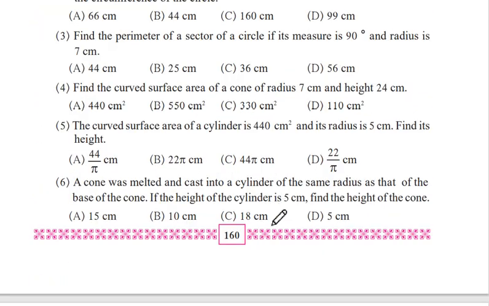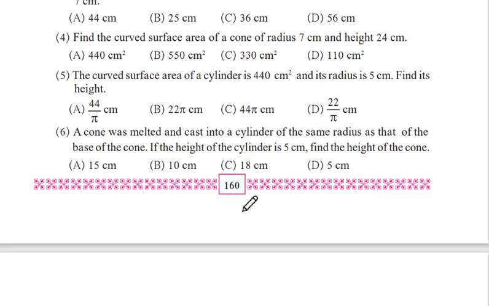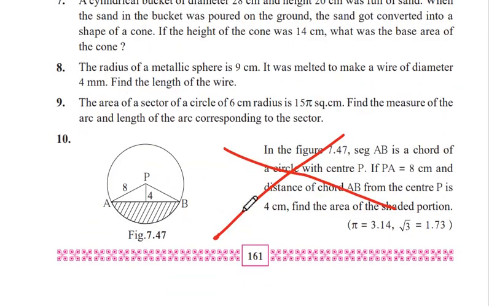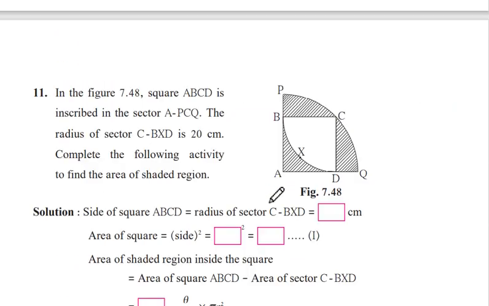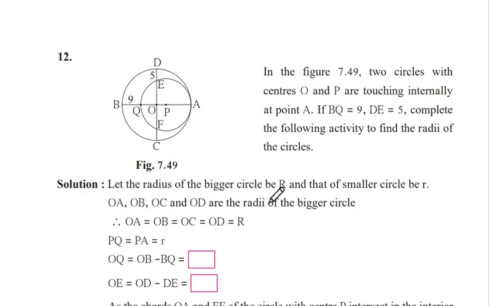Then we go to the problem set, which comes on page number 160. All of that is there, MCQ questions are there. Then on page number 161, the last sum, the 10th one, is not there. So this is the last sum which has been reduced from your syllabus.